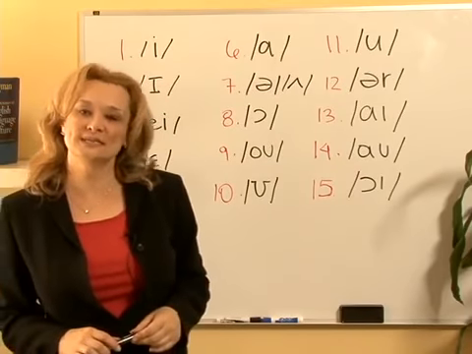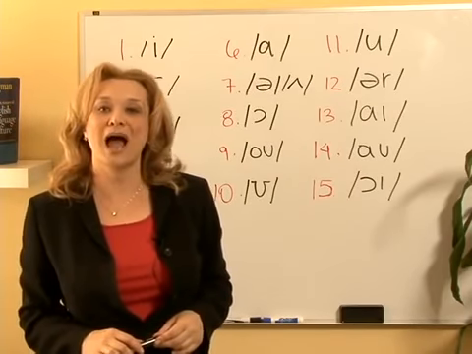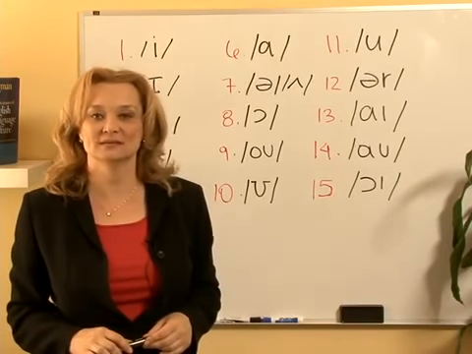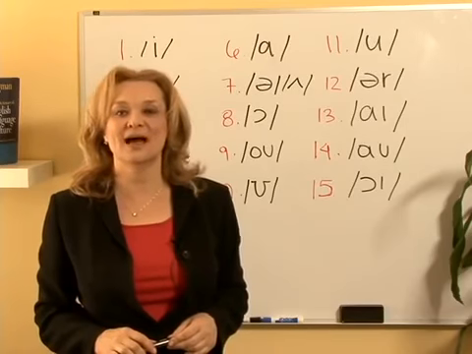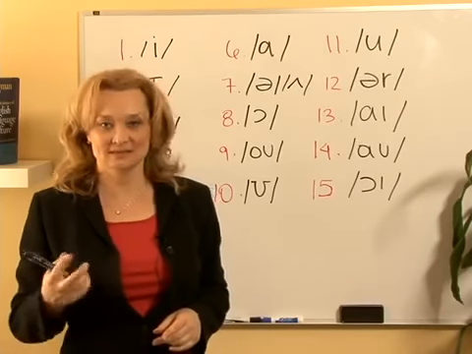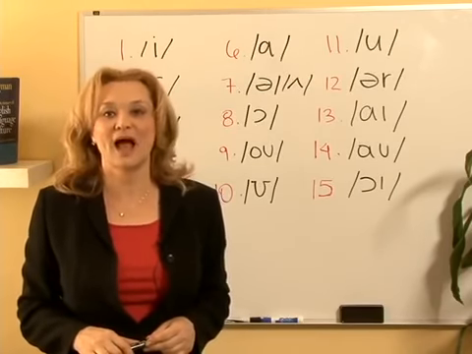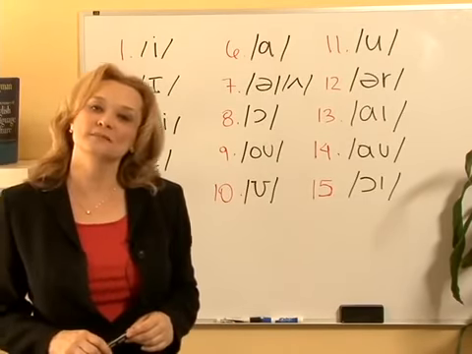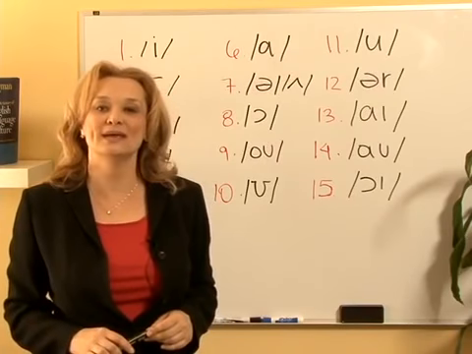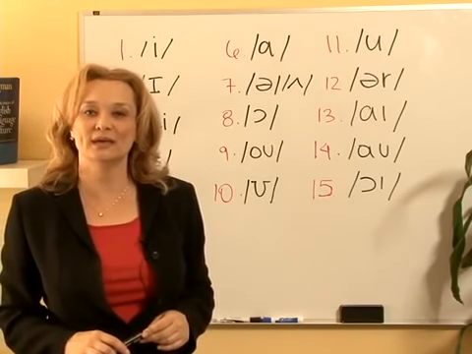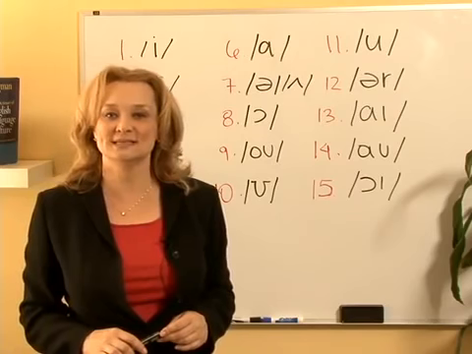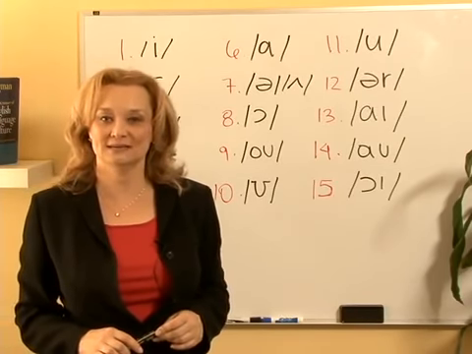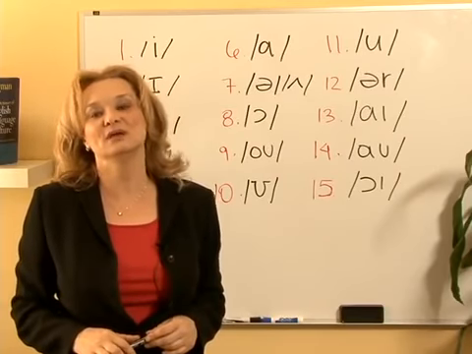Vowel number 14, ow, as in now, house, brown, announce. Say it with me. Ow. And finally, vowel number 15, oi, as in enjoy, noise, boy, annoying. Say it with me. Oi.